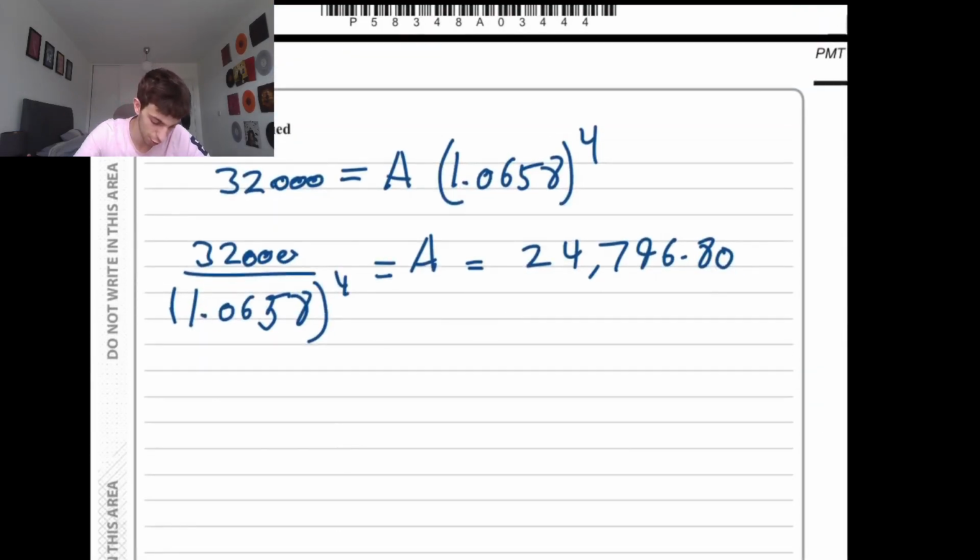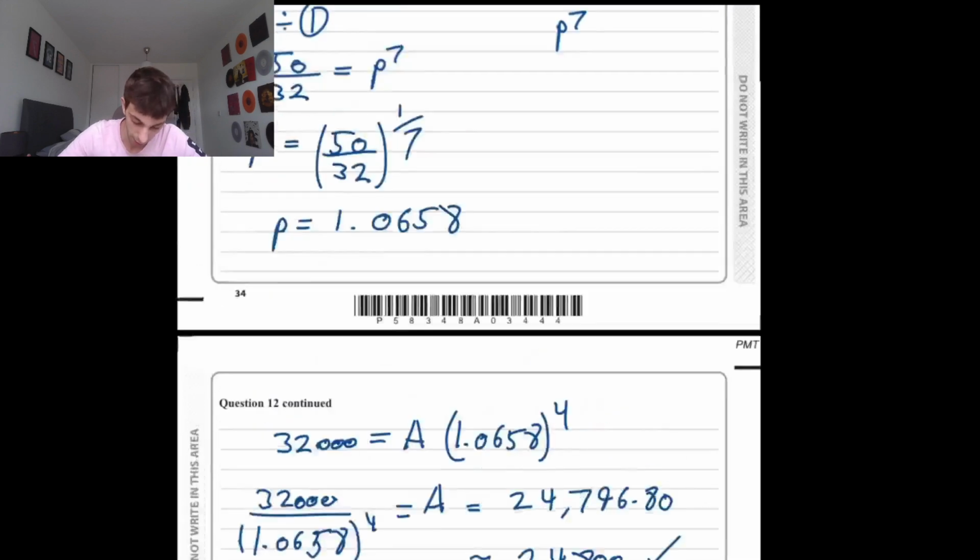Let's leave it like that for now, because what we're trying to show is that it's approximately 24,800. £24,796.80 is indeed approximately 24,800, which is perfect. Now let's continue on.